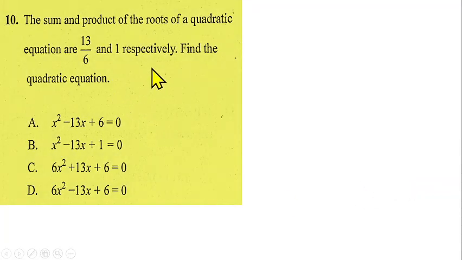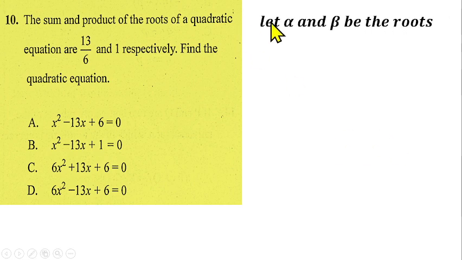Question number 10 is from the quadratic equation. You are given the sum and the product of the roots of a quadratic equation, and you have to find the quadratic equation. Let alpha and beta be the roots of the quadratic equation. If you sum these two roots together, alpha plus beta gives us the sum, which is 13/6, and the product, alpha beta, is equal to 1.